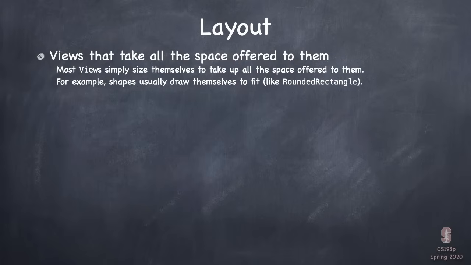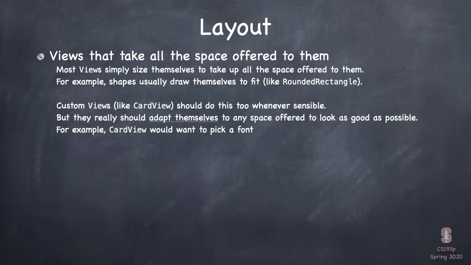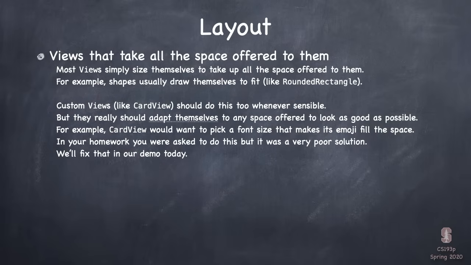Let's talk about views that take all the space that's offered to them. Obviously, things like RoundedRectangle, it's real easy for them. They just draw the rounded rectangle all the way to the edges of what they're offered. But what about custom views like CardView? CardView we built out of a ZStack with rounded rectangles and text. It takes all the space that's offered to it, and there's no reason it shouldn't, but it should really be adapting itself to whatever space was offered.